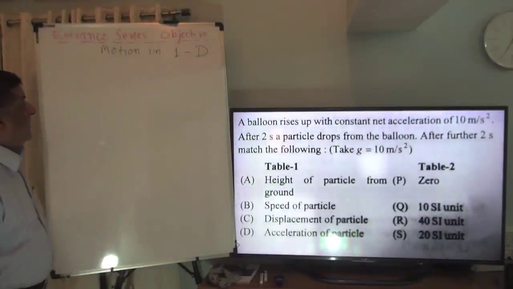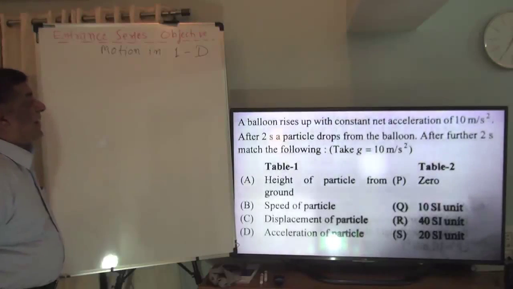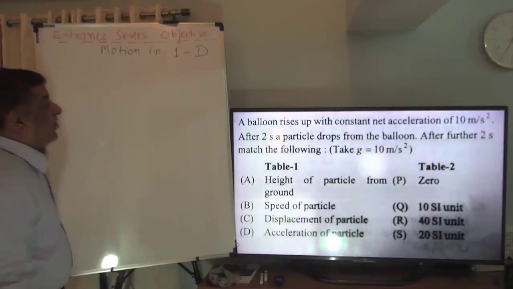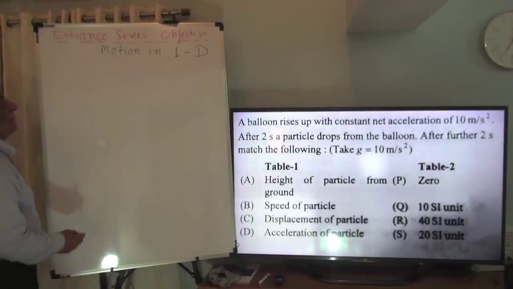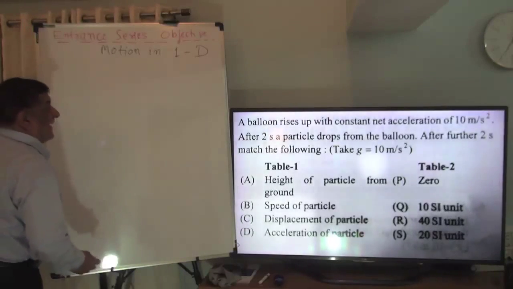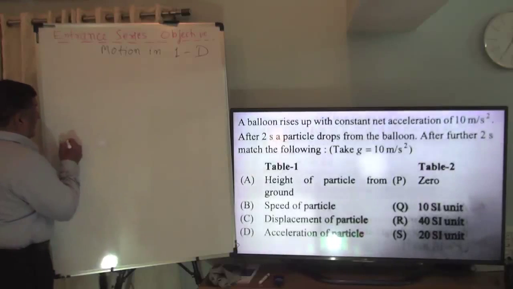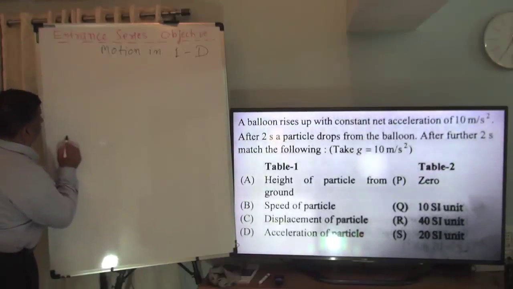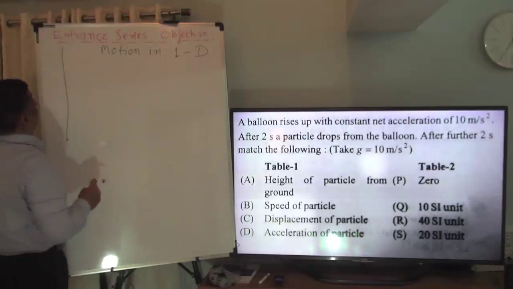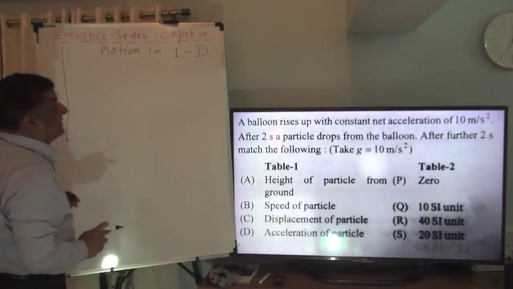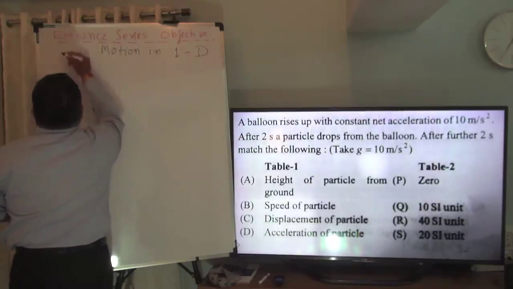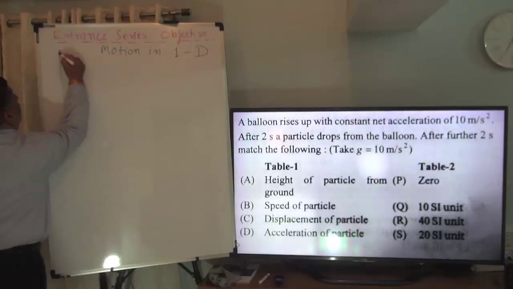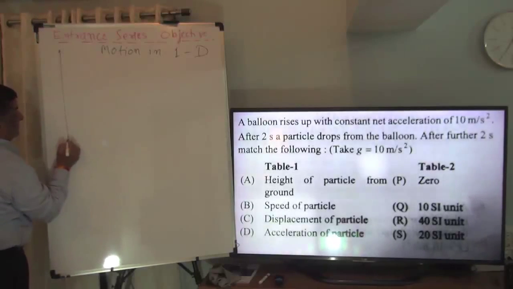See the question. A balloon rises up with constant net acceleration of 10 meters per second square. After 2 seconds, a particle drops from the balloon. Let us think about the diagram. A balloon rises up with constant net acceleration. From here, a balloon is rising up, and it has got some acceleration, and that acceleration is 10 meters per second square. Okay, it is going up. From here it starts.